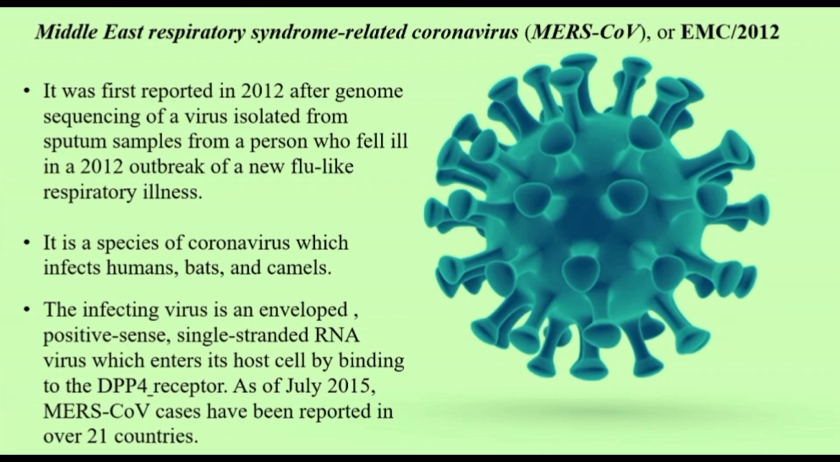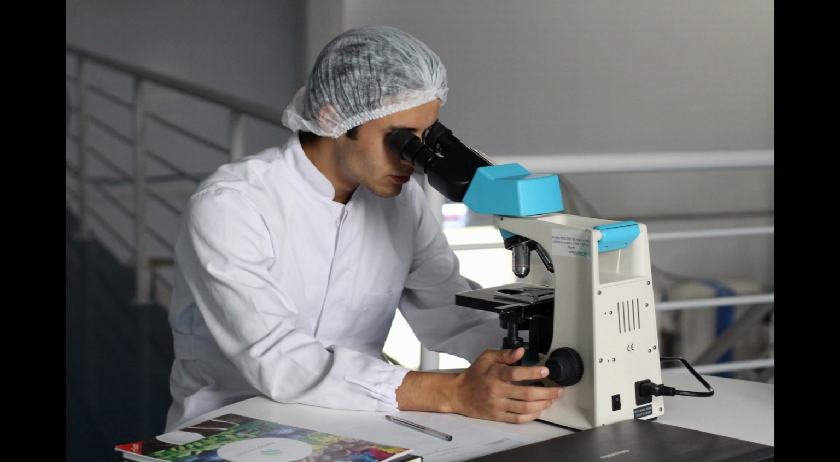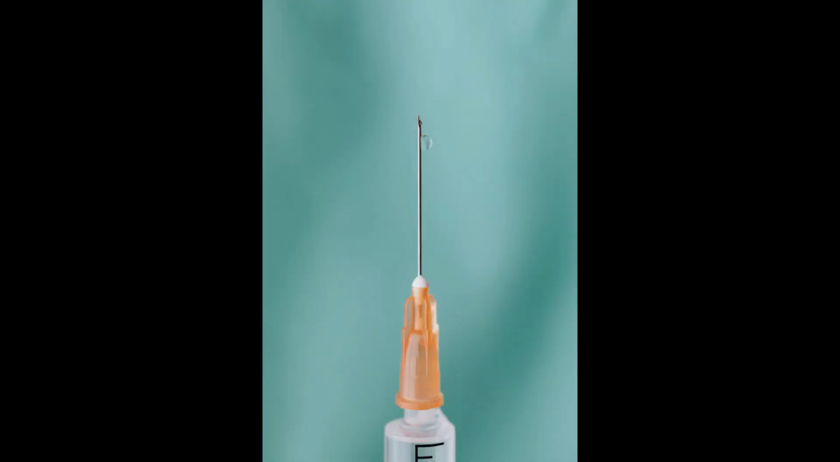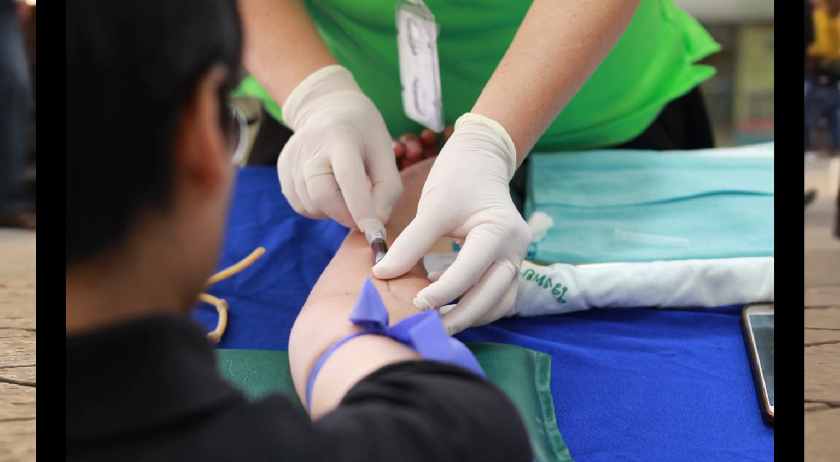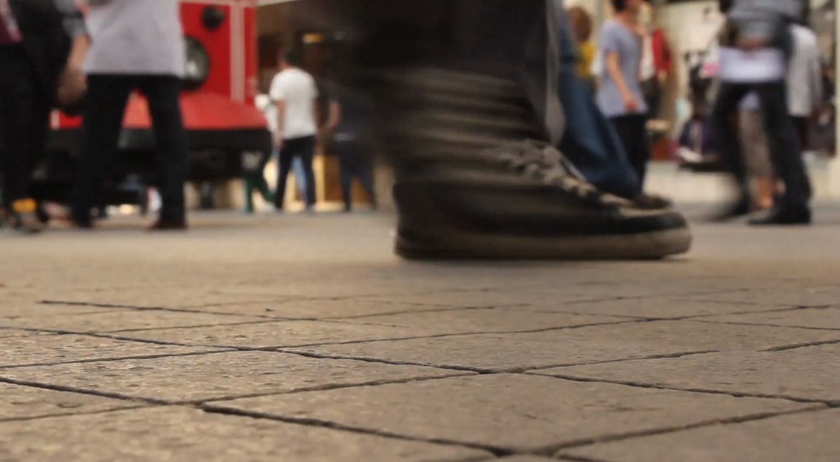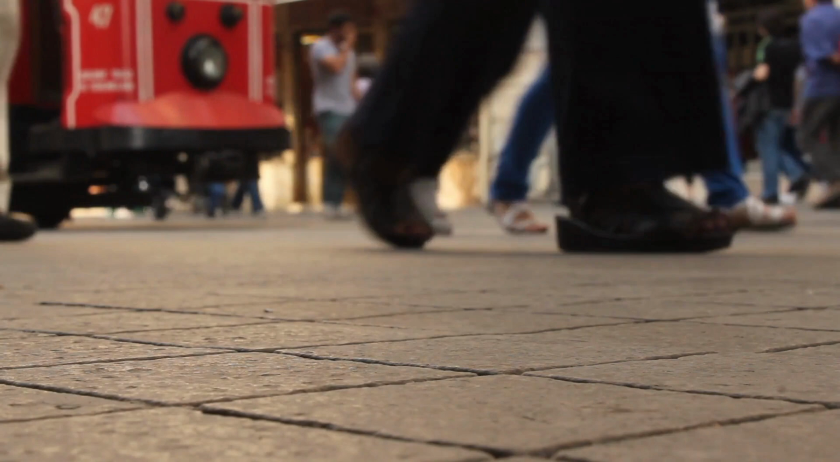The number 4 virus, Middle East Respiratory Syndrome related coronavirus, or EMC 2012. It was first reported in 2012 after genome sequencing of a virus isolated from sputum samples from a person who fell ill in a 2012 outbreak of a new flu-like respiratory illness. It infects humans, bats, and also camels. As of July 2015, this virus has spread over 21 countries.